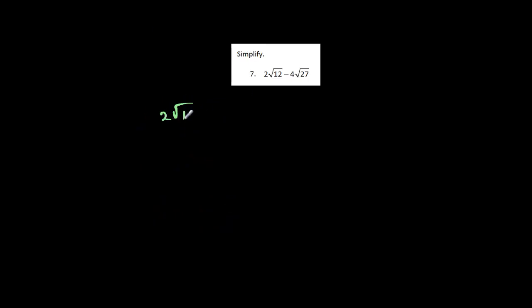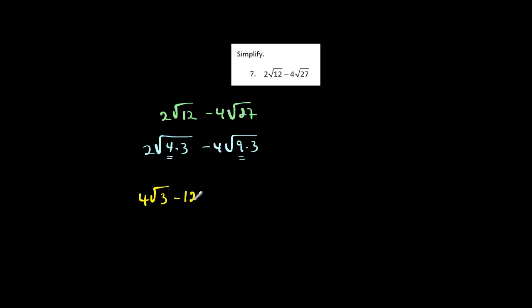Number 7, 2 root 12 minus 4 root 27. This is a review problem where we're going to break down the radicals. So we have 2 times the square root of 4 times 3 minus 4 times the square root of 9 times 3. You want to break up the inside of the radical to get the largest perfect square. The square root of 4 is 2, and 2 times 2 is 4, so you have 4 root 3 minus... the square root of 9 is 3, and 3 times the 4 on the outside is 12 root 3. So 4 root 3 minus 12 root 3 is negative 8 root 3.